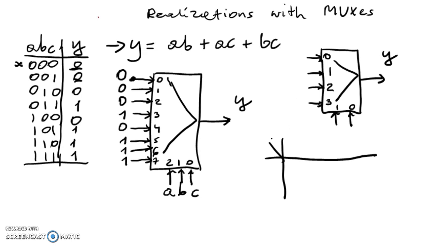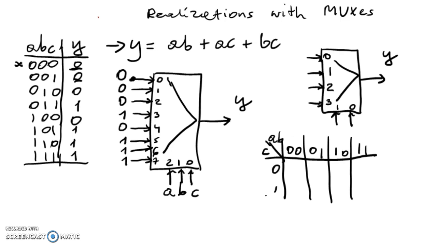It is a rectangular one, and you have A and B put in columns and C in rows. And you don't use Gray code. It is a normal truth table. It is not the K-map.